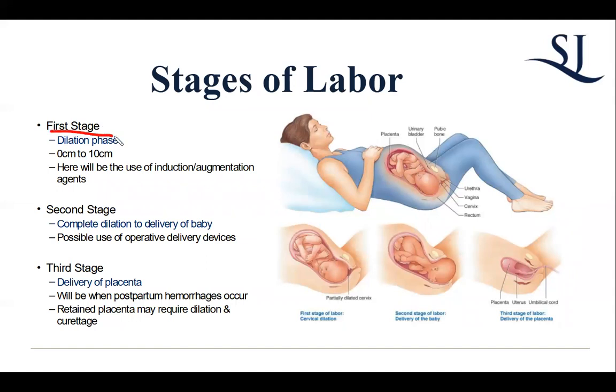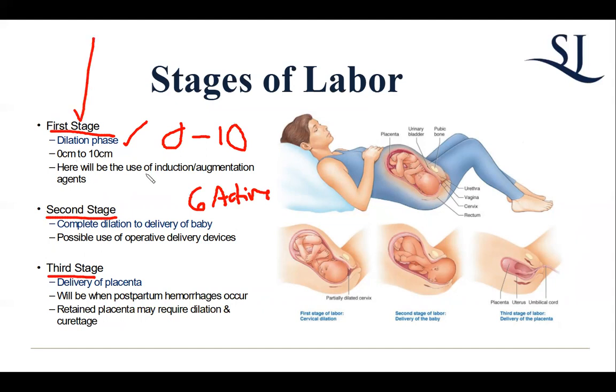Remind yourself about the first stage, second stage, third stage. Your first stage of labor is your dilation phase, which means you're going 0 to 10, with 6 being active labor. Okay. This is where you're going to be using your induction and augmentation agents. If you have a problem in this stage, it's referred to as arrest of dilatation.